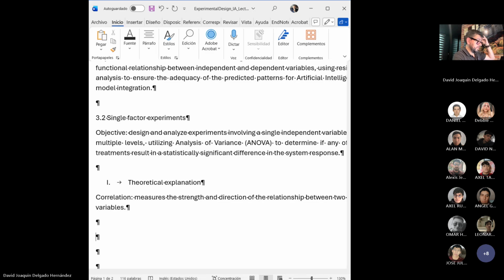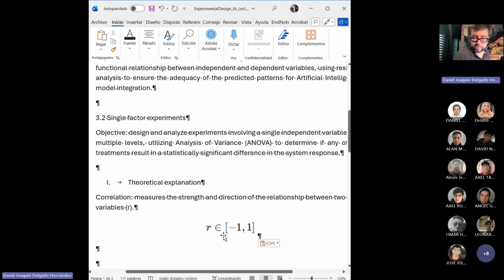So the symbol to represent correlation is R, and this should be something between -1 and 1. Let me put it here. So it should belong to this range, okay? -1 or 1. So what is the interpretation?